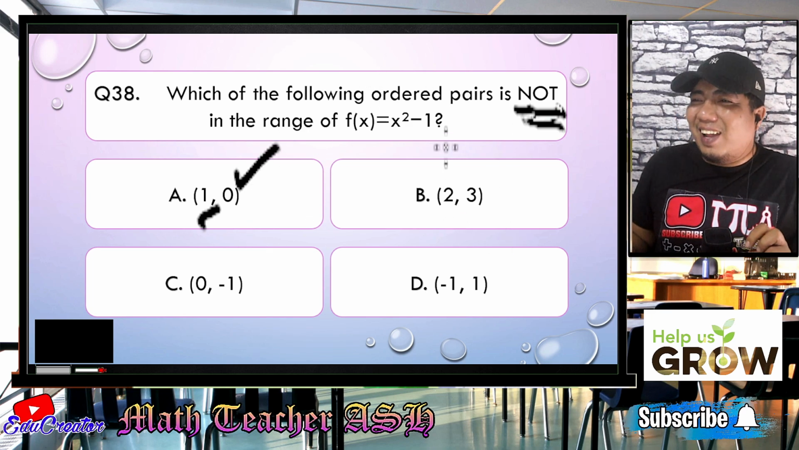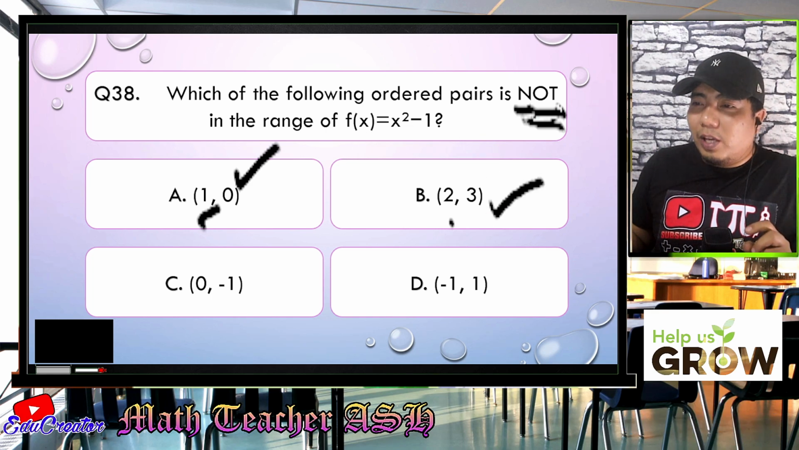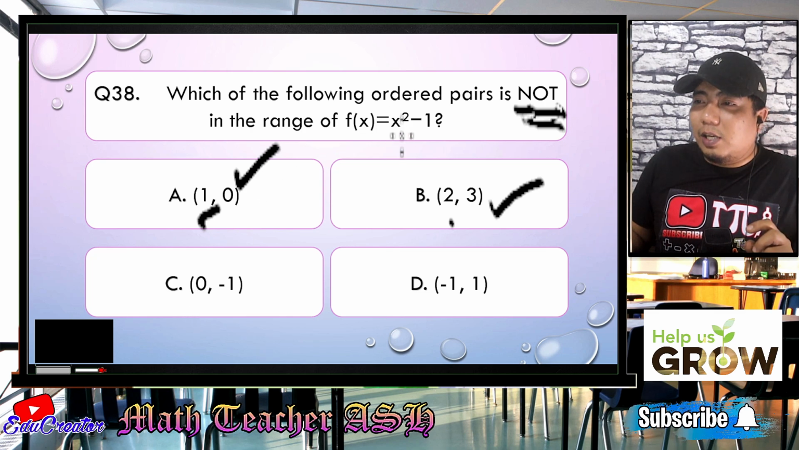Now, how about letter B? If our x is 2, that will become 2 squared, which is 4. 4 minus 1 is positive 3. Still correct. It satisfies the equation. How about letter C? We have here 0, so that is 0 squared. 0 squared is 0. 0 minus 1 is negative 1. So it is still the same.